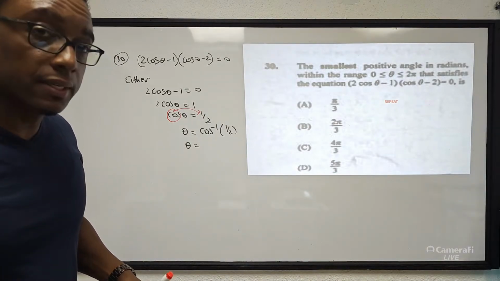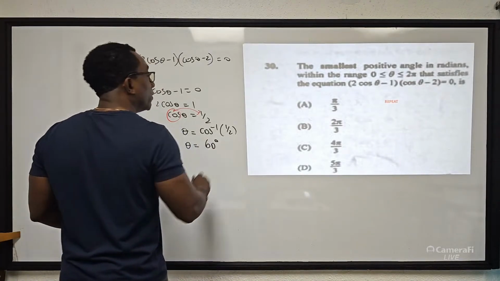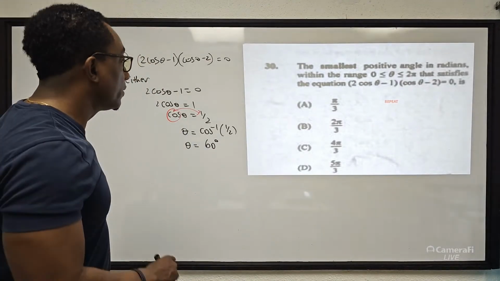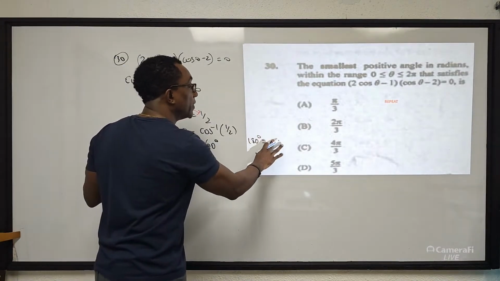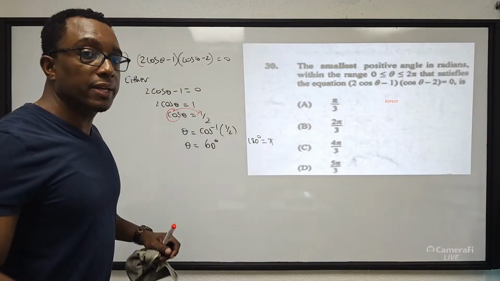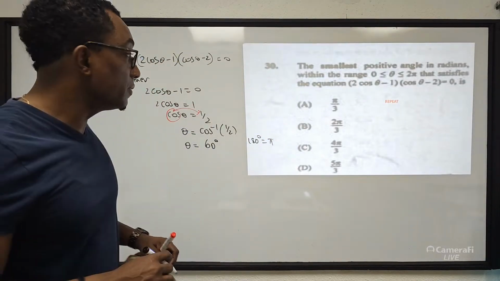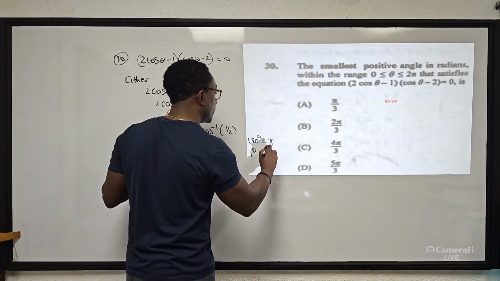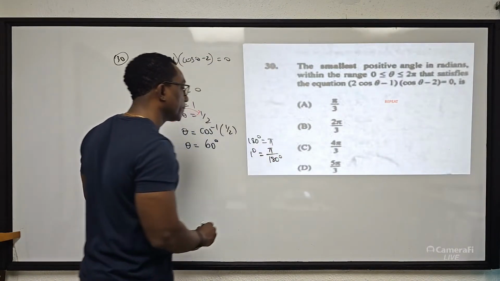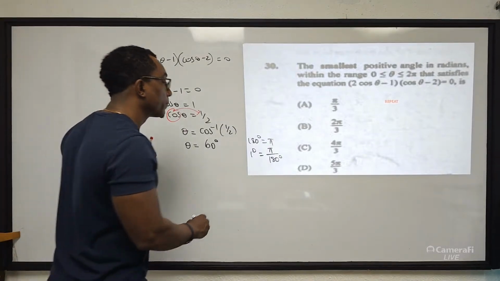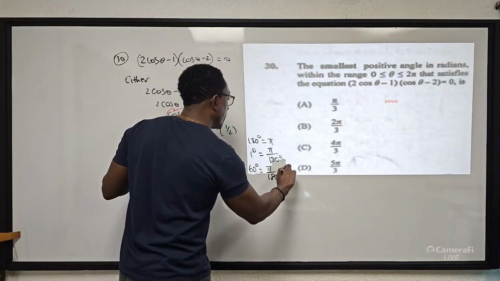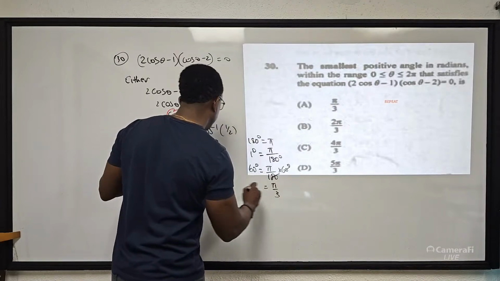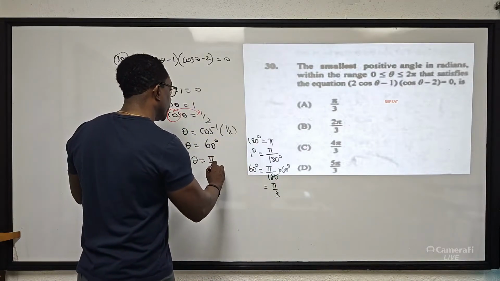That's if you look at it in degrees. But then remember they want you to represent it in radians. What is 60 degrees in radians? You know 180 degrees is equal to pi radians. That's the relationship between degrees and radians. 1 degree will be pi over 180, and therefore 60 degrees will be pi over 180 by 60, which will give us pi over 3. So we end up with theta is equal to pi over 3.